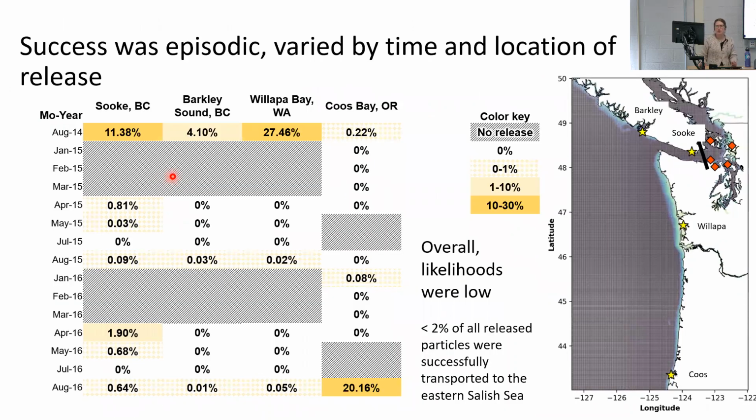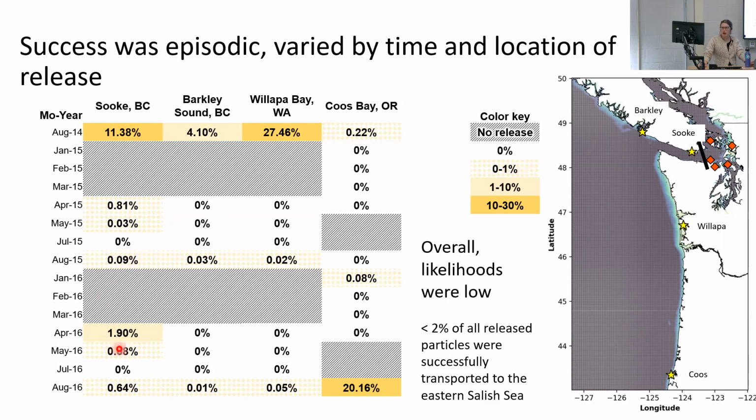So in general, success was episodic, by which I mean it varied by time and location of release. These were the different releases. Coos had a different spawning schedule because we looked at the evidence for that, and so they had some spawns during the late winter. Overall, the likelihoods were low. Less than 2% of all released particles were successfully transported into the eastern Salish Sea.